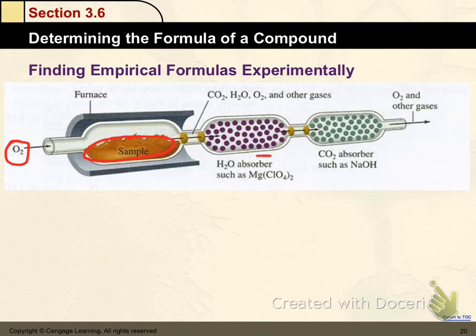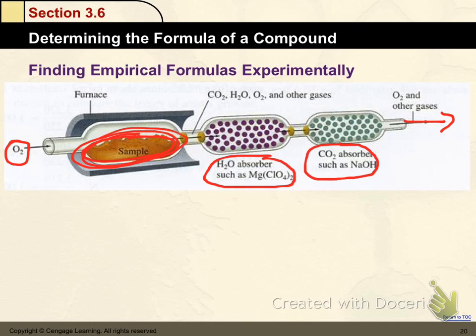We have a water absorber. We have a carbon dioxide absorber. And then all those other gases kind of leave the system. So we know how much water is absorbed, and we know how much carbon dioxide is absorbed. If we know how much oxygen went in as well, we should be able to figure out how much hydrogen and how much carbon were in our original sample. And that's how the furnace works.